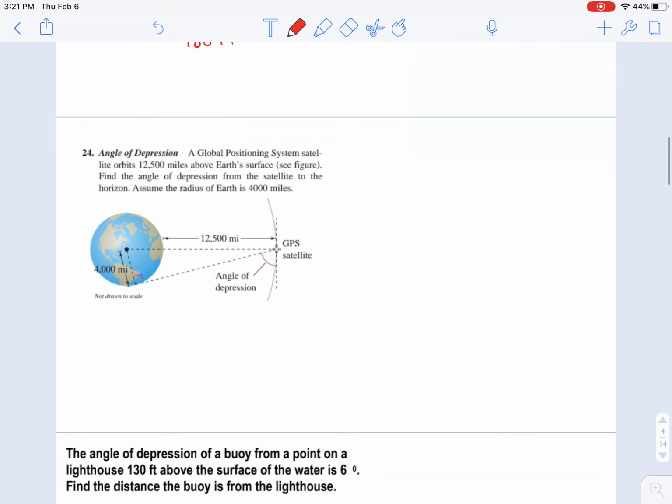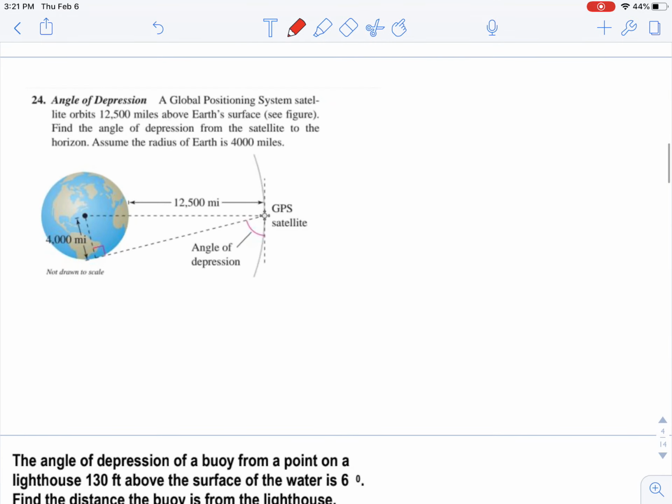If you look at this next one, it says angle of depression. So a global positioning system satellite orbits 12,500 miles above the Earth's surface, and we're looking at this figure. Find the angle of depression from the satellite to the horizon. Assume the radius of the Earth is 4,000 miles.